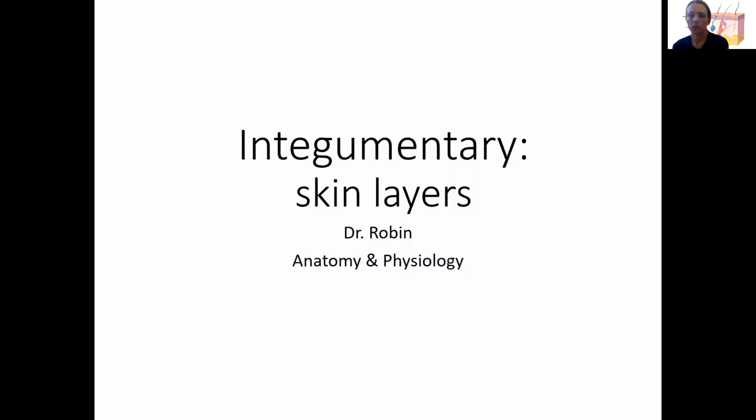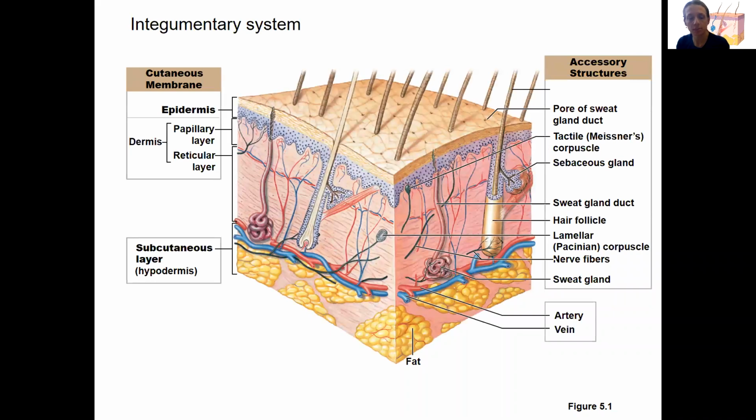I want to go next into the layers of the skin. We're going to do the general layers with tissue types, and then in a future lecture, I'll go into sub-layers for each one as well. So to start with, this is a diagram of the skin similar to what's in your book. And here we can see that on the left side here, this is where I want to focus right now.